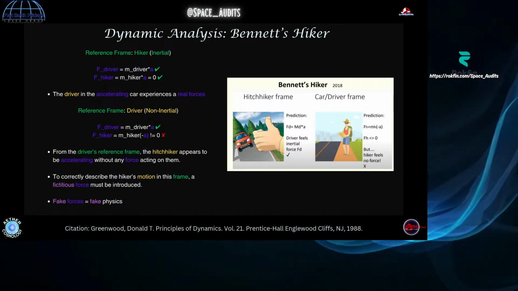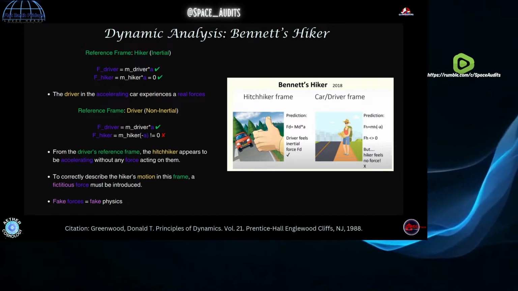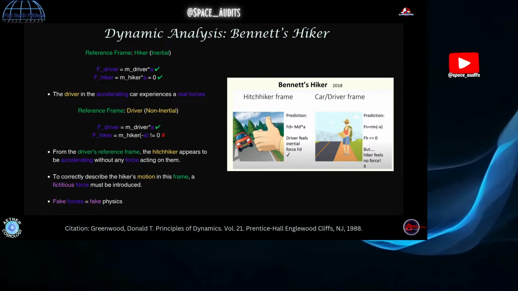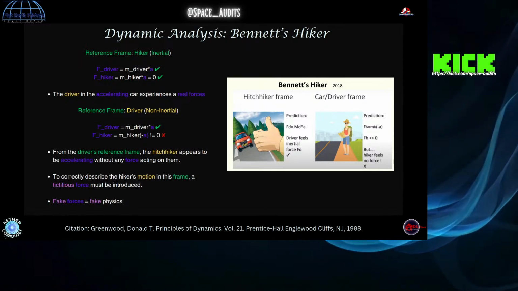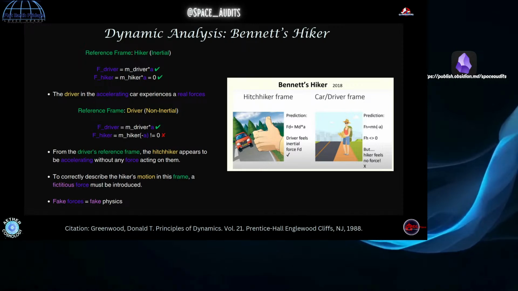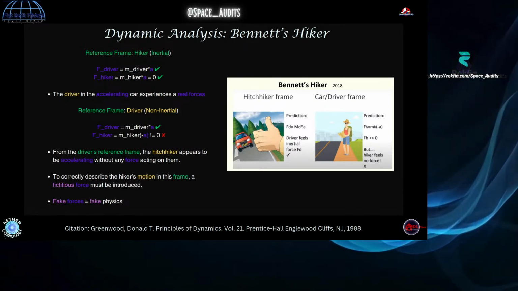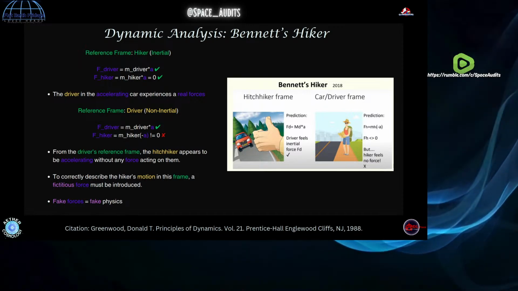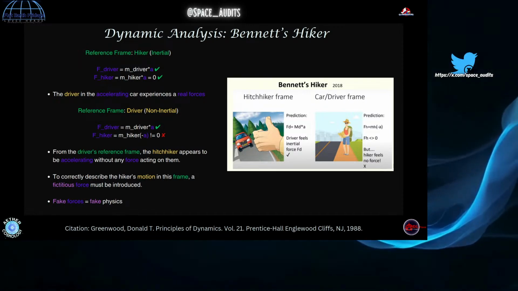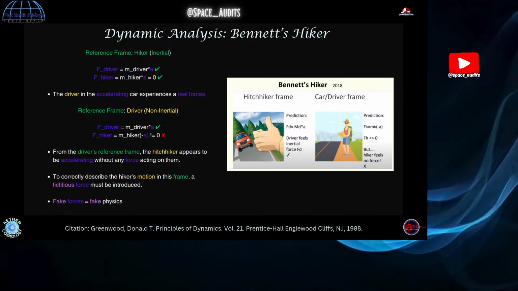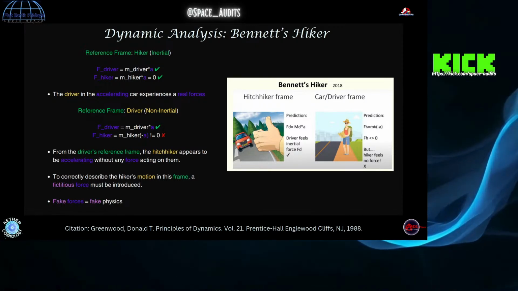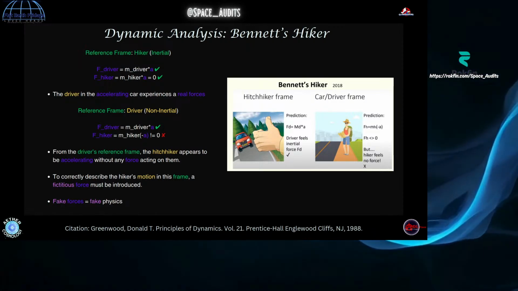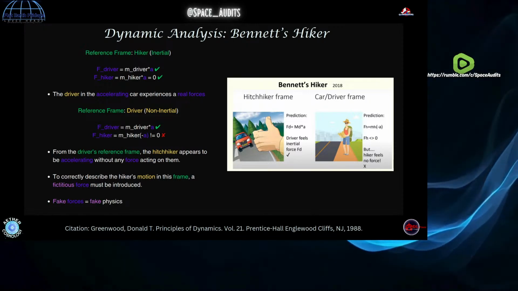Now the driver in his frame, if he says, okay, I'm moving, will make the correct prediction that he will experience inertial forces. He'll feel that acceleration, right? He'll be pushed back to the back of his seat when he's accelerating. Now, if he considers himself stationary and the hitchhiker in motion, he predicts that the hitchhiker is going to have a force accelerating him, but there's nothing acting on him. So he makes the incorrect prediction there. So that's showing the distinction for the linear variant.